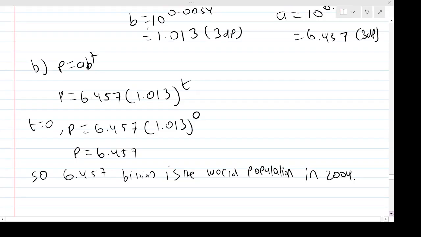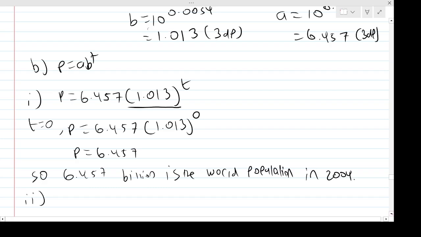Then that's what A means. That's what 6.457 means. And then what we need to interpret is now B. What does B mean in relation to the real life situation of the population here?